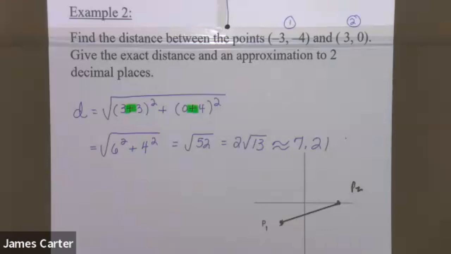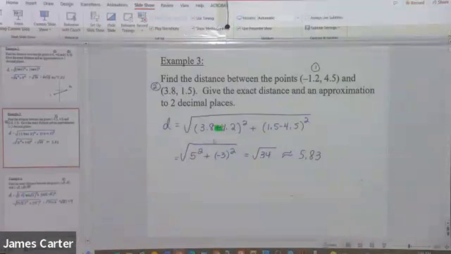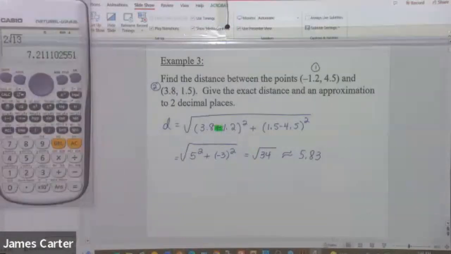Okay, any questions on this one? Okay, another one, and the distance between these. This one you may want to use the calculator, you may not. Find the exact distance and approximation to 2 decimal places. Well, actually, I am going to use the calculator on this one, just to show you how nice of a calculator this Casio happens to be.